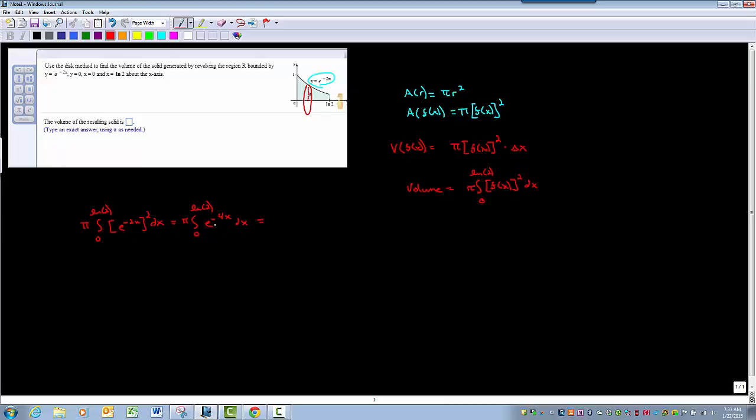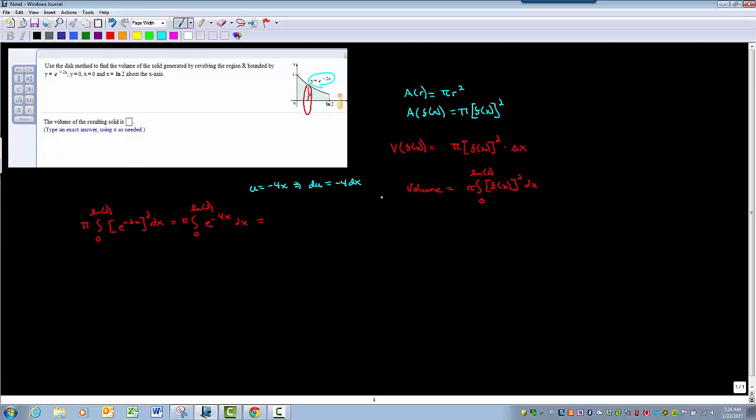So what we need is an antiderivative for this. Okay, and what I'm going to do is a substitution. Okay, u sub. So I'm going to say let u be equal to negative 4x. Then that implies that du is equal to negative 4 dx. Right?